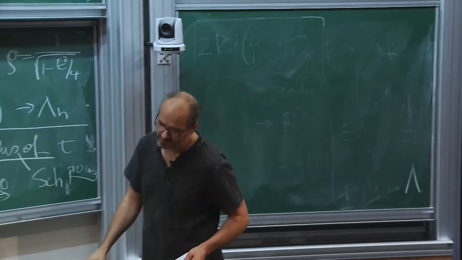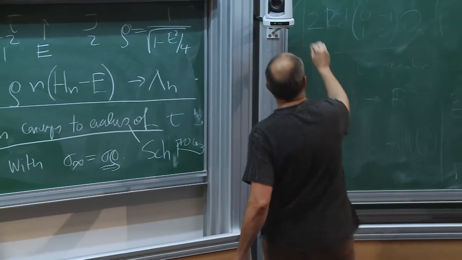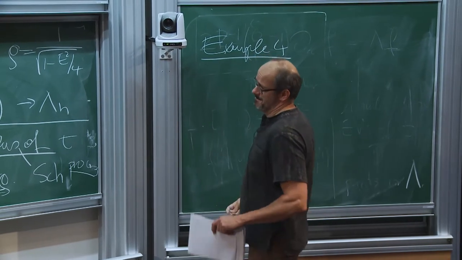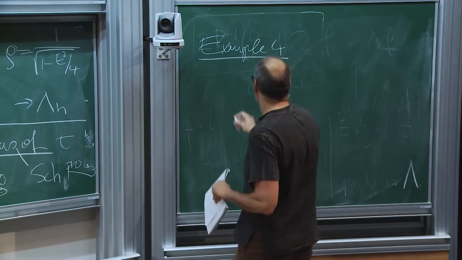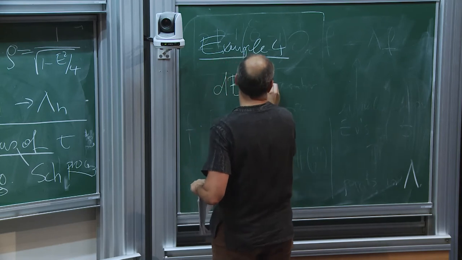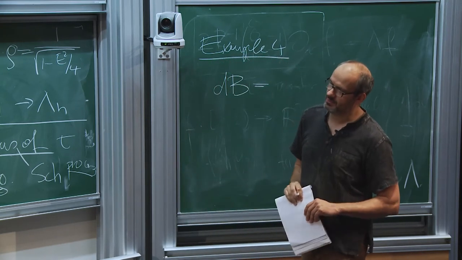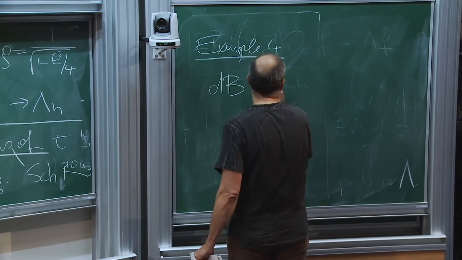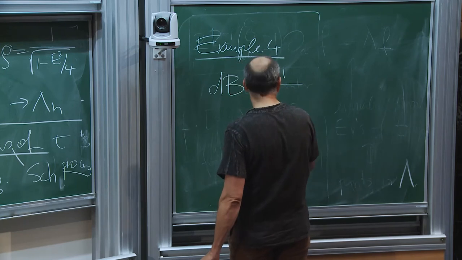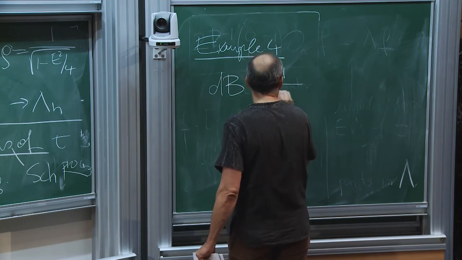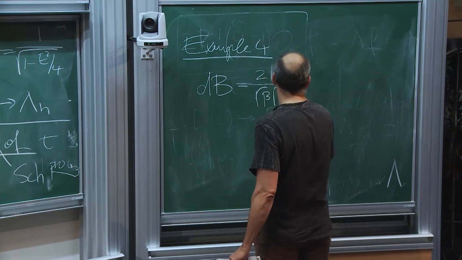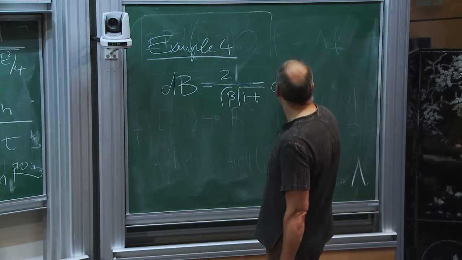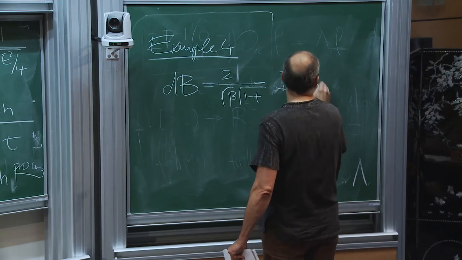And let's do example 4. And now you write dB. The Brownian motion is going to be 2 over root beta times root 1 minus t times dZ.